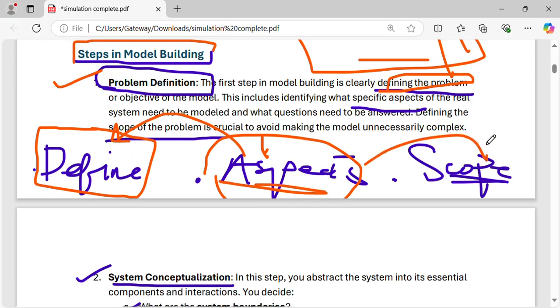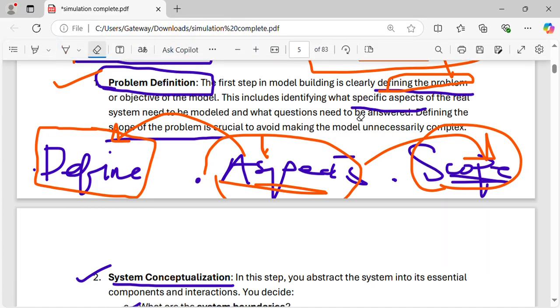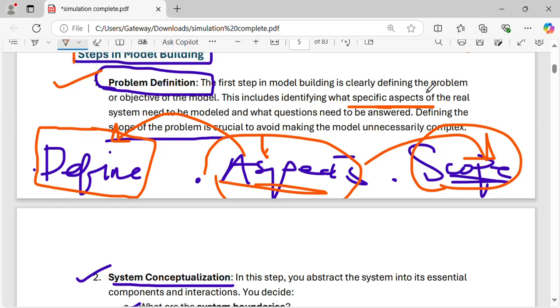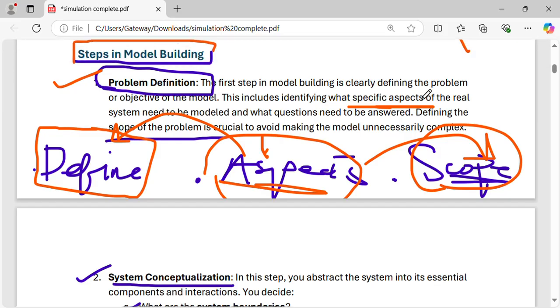This leads us to the scope point, which literally means the specific details the model can cover. We have different things going on in a system, and we need to decide which aspects we really need to work with and which aspects we can just ignore. So in the first step, we defined our problem, talked about the aspects, defined the scope, and decided which aspects to include in the system.